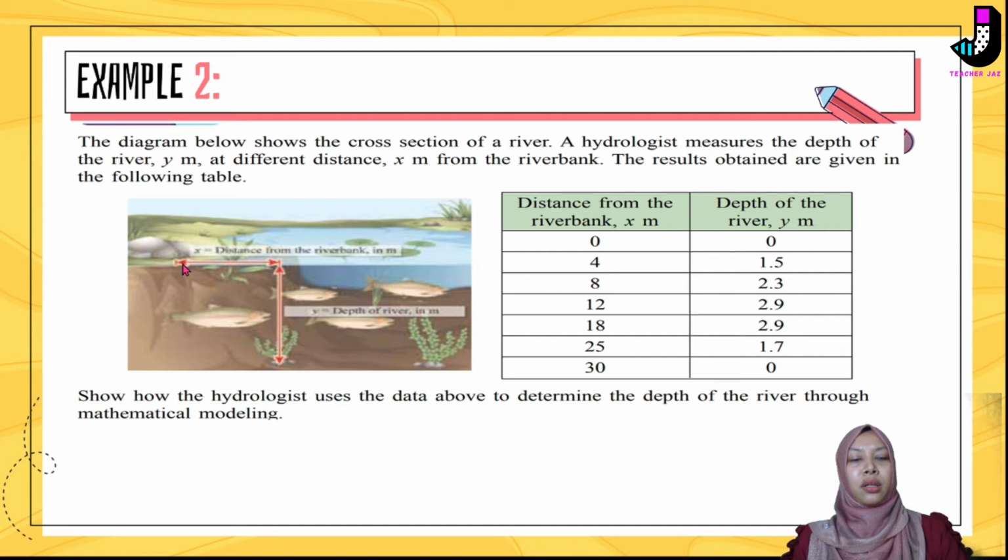So the depth is also zero, which means it is shallow. Then when the distance is 4, it's further out, and the depth of the river is 1.5. It becomes deeper. When it is 8, the depth of the river is 2.3. It becomes deeper. 12, 2.9. 18, 2.9 also. 25, 1.7. Before, it became deeper, but then it becomes shallower. So here the distance from the river bank is 30, and it becomes 0 again.